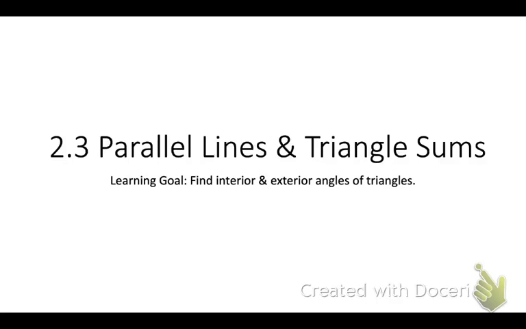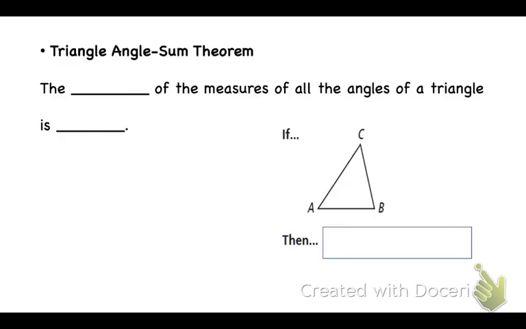2.3 parallel lines and triangle sums. We are going to be finding the triangle sums and using our parallel lines in there. So, triangle angle sum theorem is the sum of the measures of all the angles of a triangle is what?